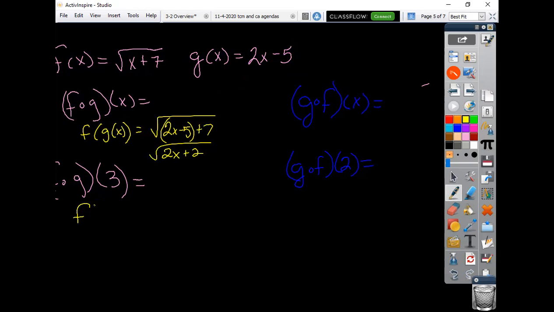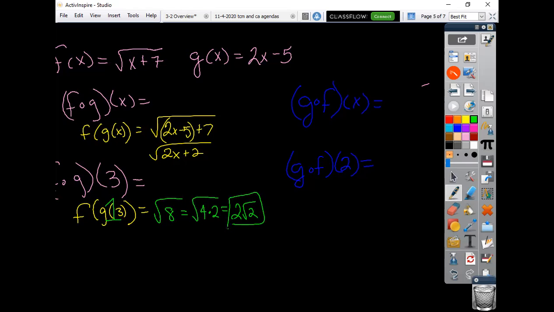Next one, again, I like this nested parenthesis way of writing it myself. So g of 3, put a 3 into g. 6 minus 5 is 1. So g of 3 is 1. This whole thing in here is just a 1. And I'm going to do f of 1, so put a 1 into f. Square root of 1 plus 7 would be the square root of 8. I'll remind you that you're supposed to simplify those. Square root of 4 here is this 2 that got out. Okay, so far so good there, I hope.